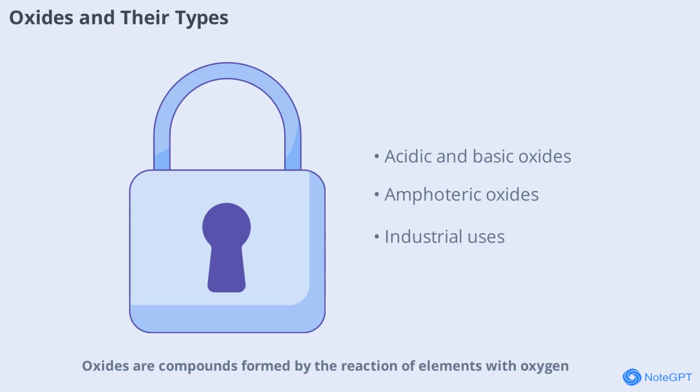Oxides are compounds formed by the reaction of elements with oxygen. They can be classified as acidic, basic, amphoteric, or neutral, depending on their chemical behavior. Understanding the types and properties of oxides is important for predicting reactions and for industrial applications such as metallurgy and environmental chemistry.